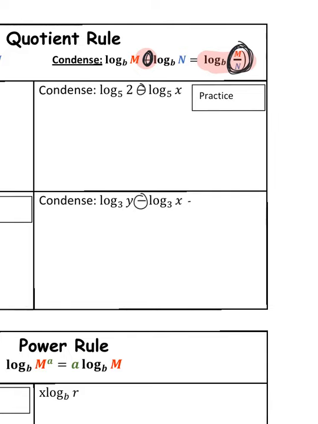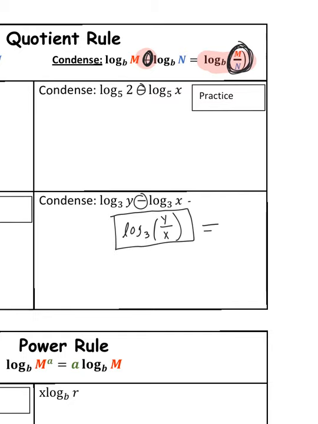Since there's a minus sign in the middle, I'm going to do log base 3. The first logarithm had a y in it, so that y is going to go on top. And the second log had an x, so that x is going to go on the bottom. So this would be my answer.